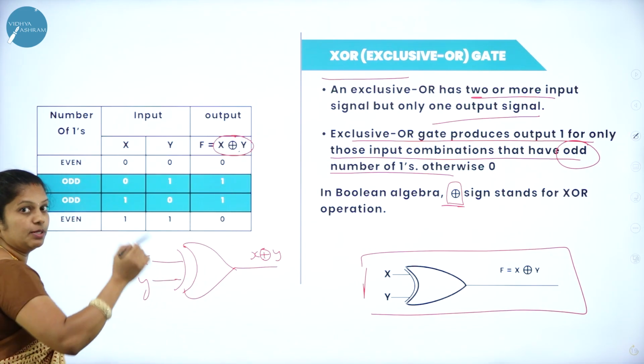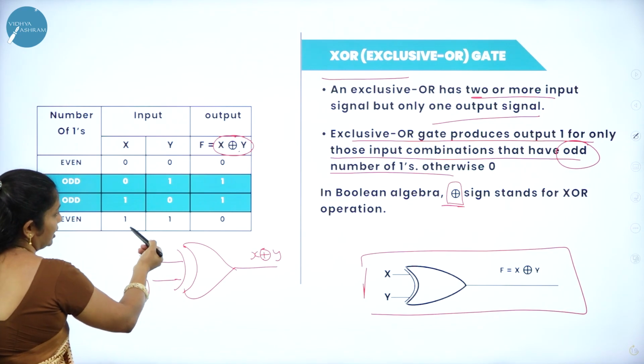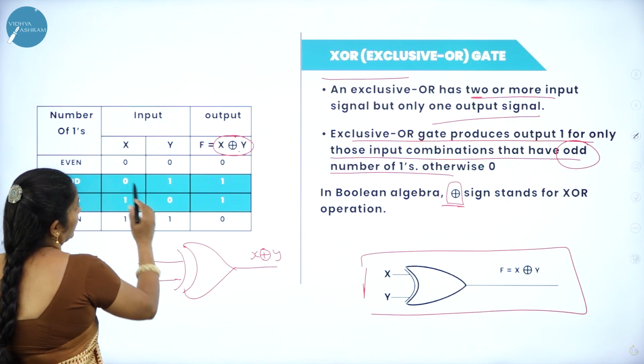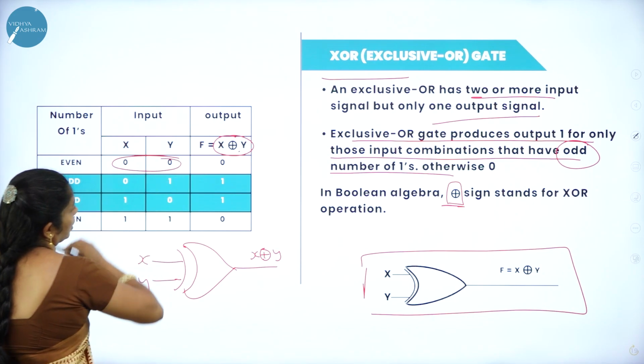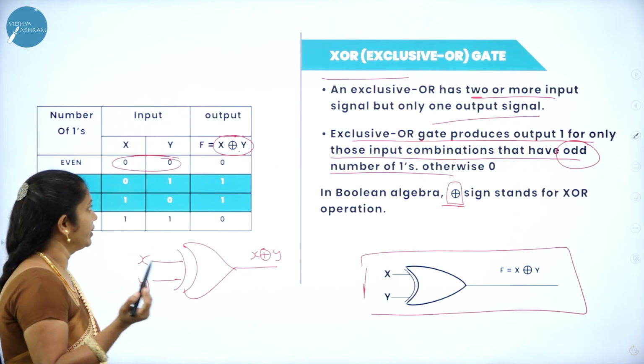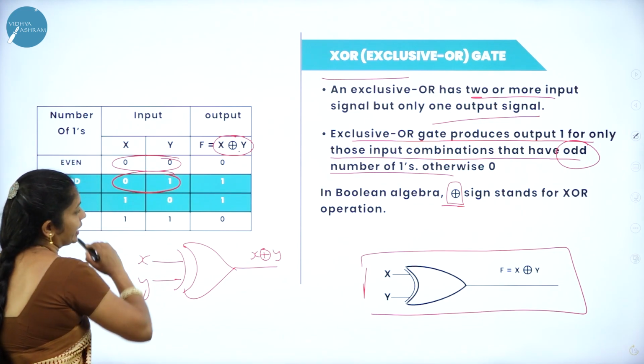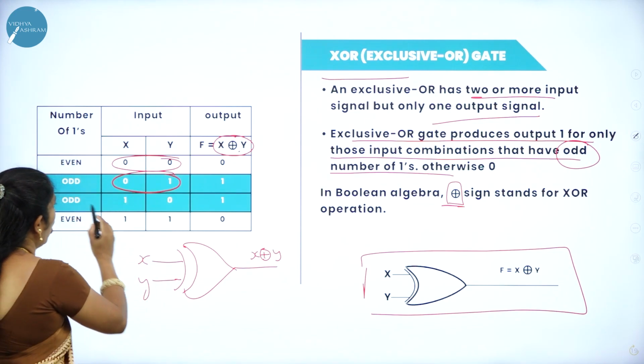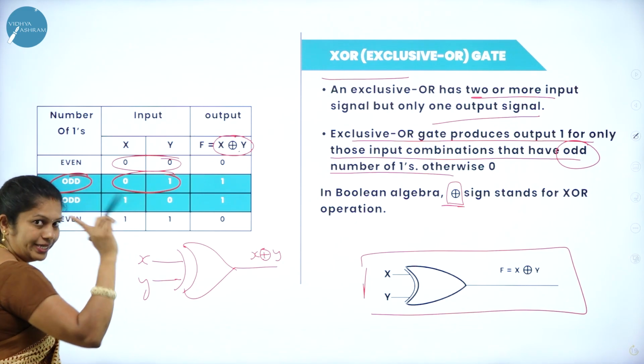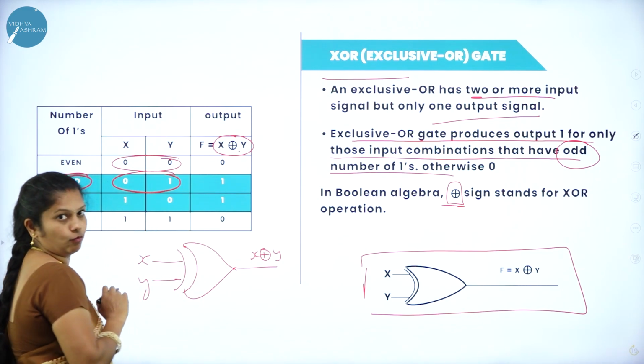Then 2 variables means 4 combinations. First 2 zeros and then 2 ones. 0 1 0 1. In the first case, we'll count how many times 1 is there? 0 times. That's why here 0. In the second case, we will count how many times 1 is there? 1 time. That is an odd number of times. Only 1 time we have 1. Then output becomes 1 here.